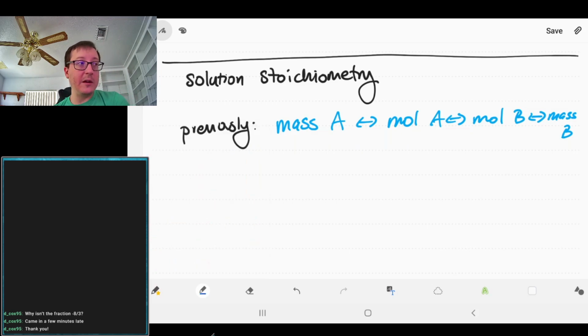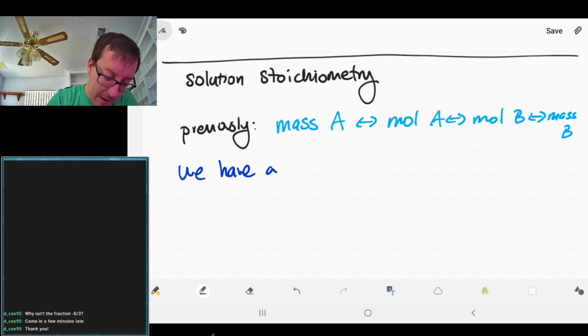Sometimes, however, mass is not the easiest thing to use, especially if you're doing some sort of analytical work where you don't quite know something. If you're trying to figure something out, mass is not very easy to use. And so maybe you don't know the mass. So one way that we're going to broach this is that we have a measure of the concentration of a solution.